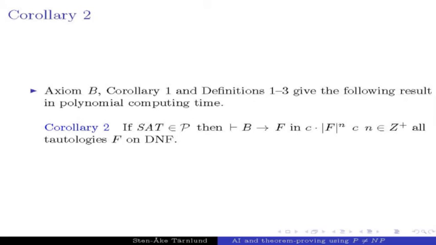So from corollary 1 and definition 3, we get a corollary 2 here. If sat is in P, then for all tautologies F from B, we can find a proof in polynomial computing time.